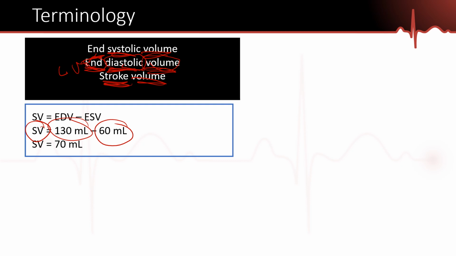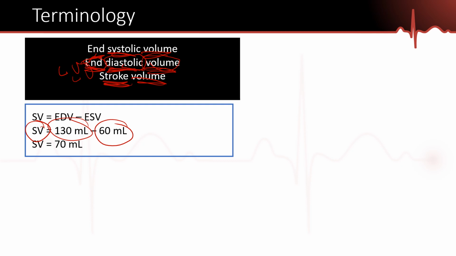You can apply this to any chamber, but what's the one that we're interested in? The left ventricle. So what we would say is left ventricular stroke volume. Left ventricular stroke volume means the amount of blood that the left ventricle pumps out when it contracts. How do we figure out left ventricular stroke volume? Well, we use end diastolic volume and end systolic volume.